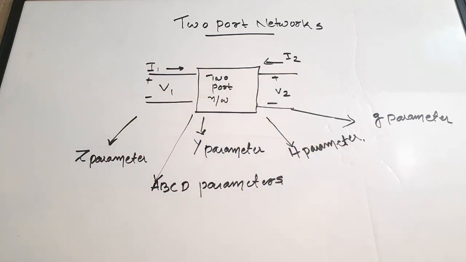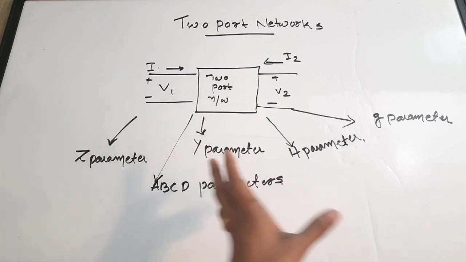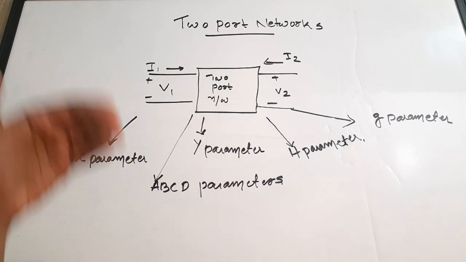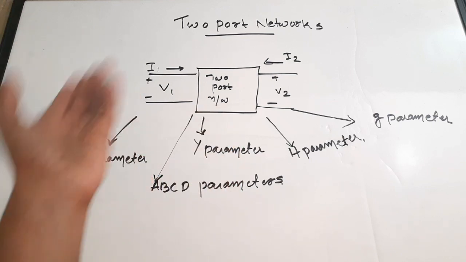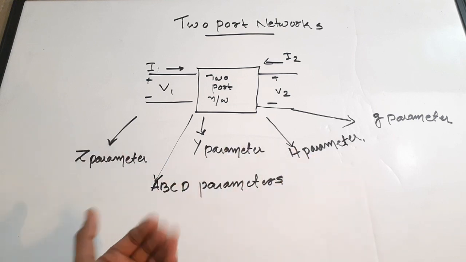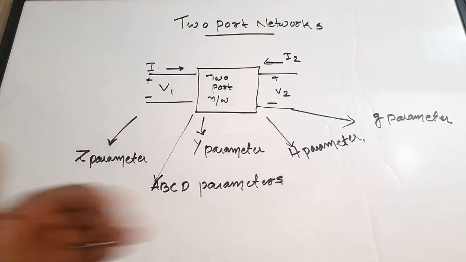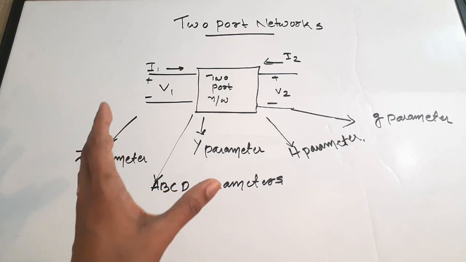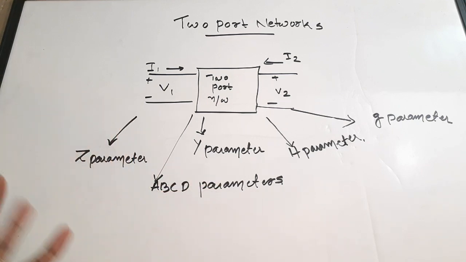Now these parameters are actually various terms that relate the voltage and the current of this two-port network. We'll be seeing about various parameters individually, but just know that these parameters relate the voltage and the current. Okay, so they are used for characterizing the properties of two-port networks.